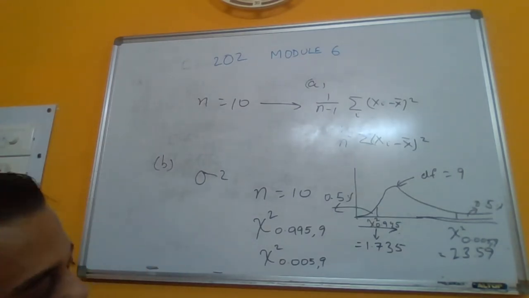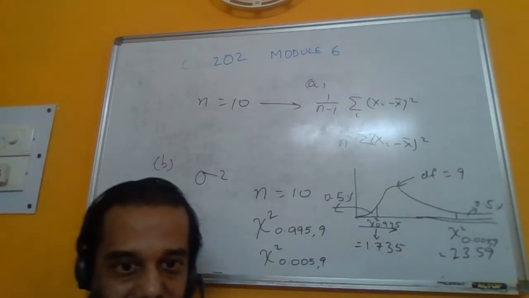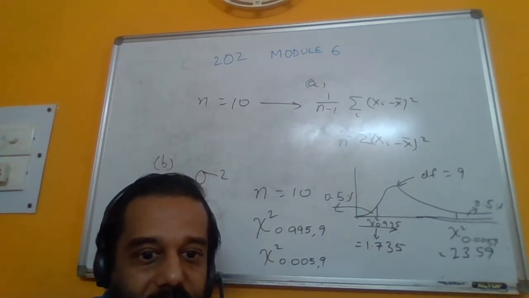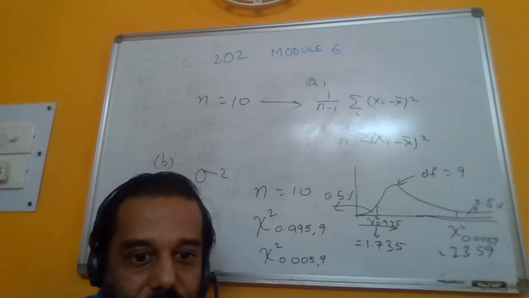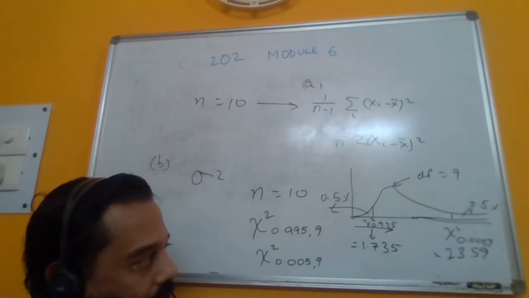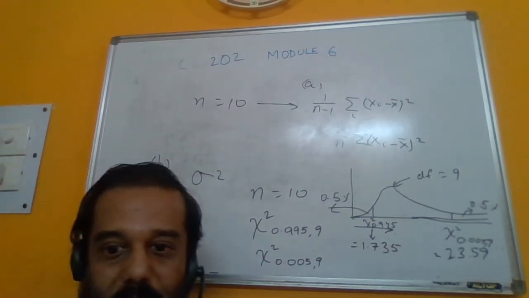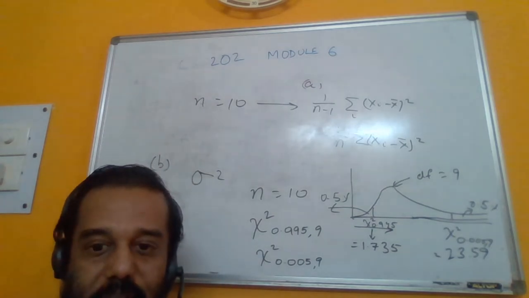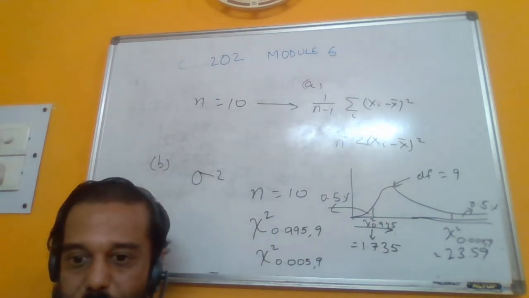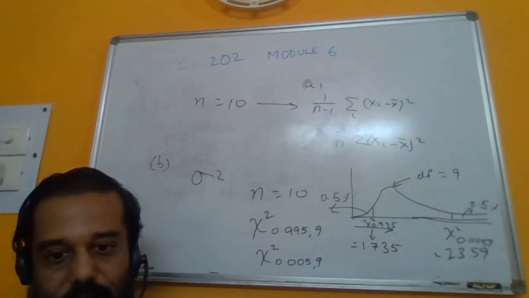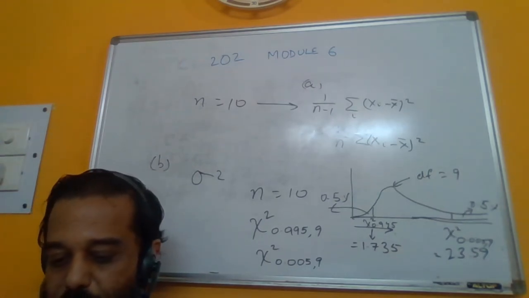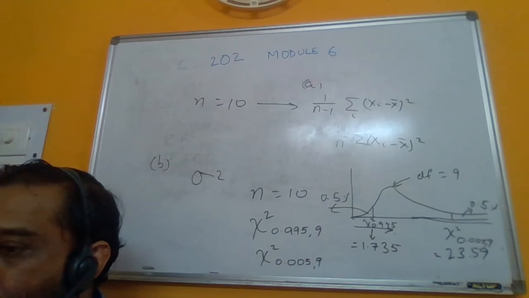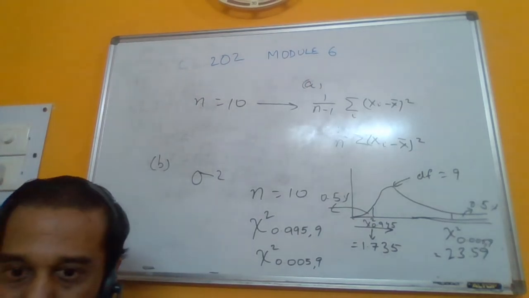The other was chi square of 0.995 and 9 degrees of freedom, and that value is 1.735. And that is what I had written on the board as well. Okay, so this is how you can read off the chi square table, or you can get it from R, as the situation may be. So I have looked at problem number 36.